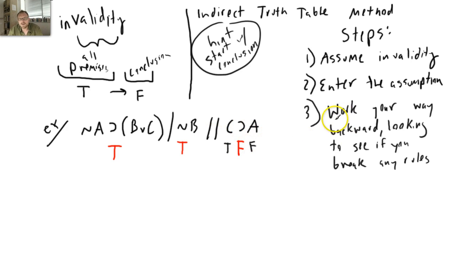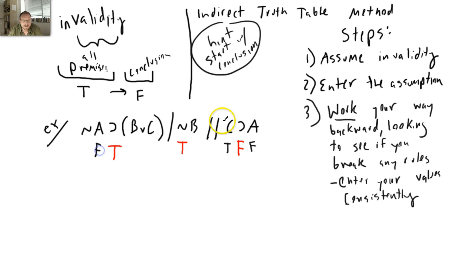Now, what do I mean by work your way backward? Once I know the values of one, I can enter those same values in the rest of the line, because remember, they'll all be consistent. So enter your values consistently across the argument. That means that if A was false here, anywhere there's an A, it needs to be false. Anywhere there's a C, the C needs to be true.